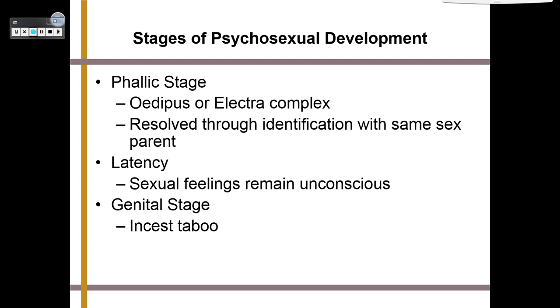In the phallic stage, it is characterized by something known as the Oedipus or Electra complex. Oedipus for boys, Electra for girls, but it's the exact same complex either way. And this complex is resolved through identification with the same-sex parent. So what are we talking about? If you're familiar at all with Greek mythology, then this will make more sense to you.